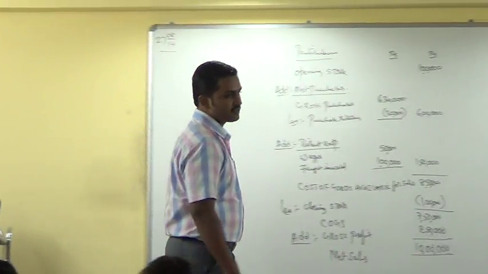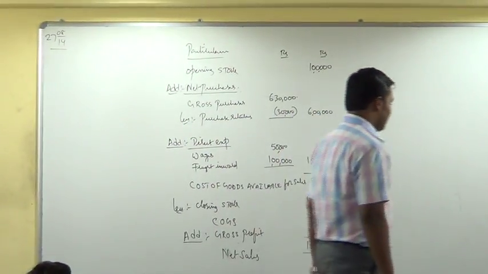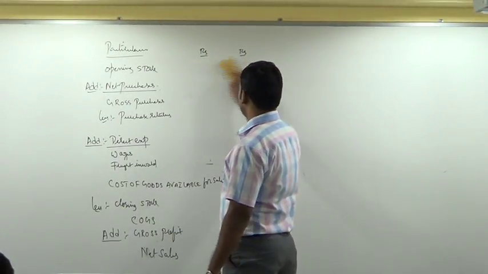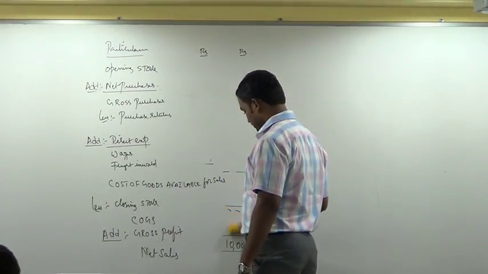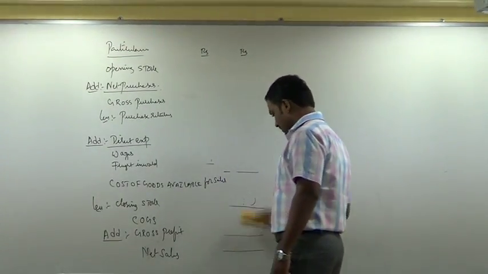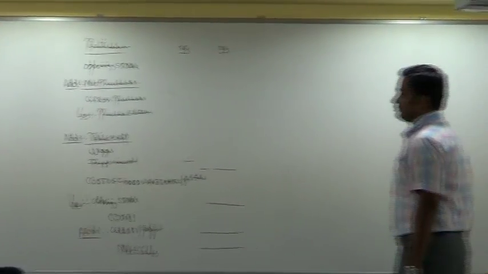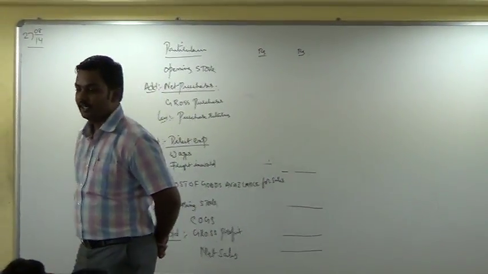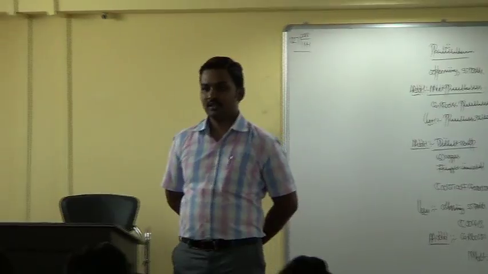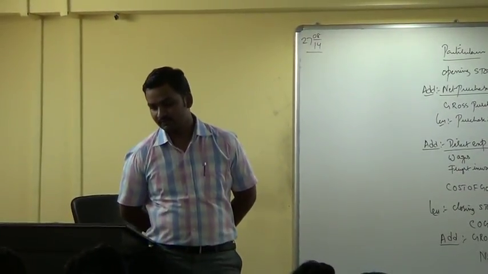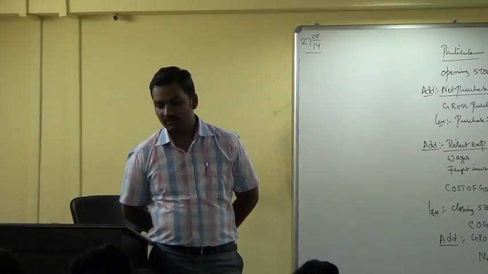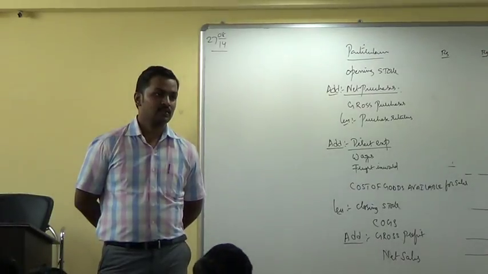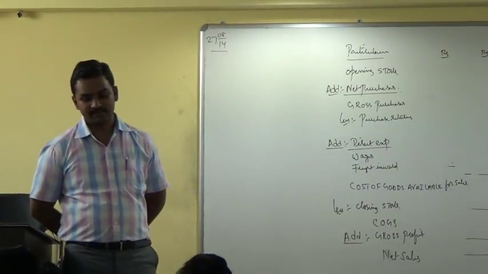Next, what should you write? Add net purchases. How do you calculate net purchases? Gross purchases minus purchase returns. Under net purchases, you write gross purchases in the inner column, 10,50,000, less purchase return 50,000. In the outer column you show net purchases, 10 lakh.